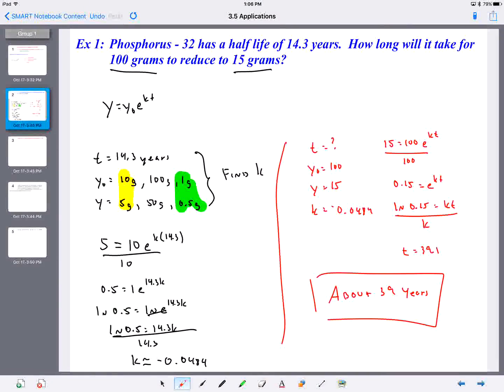And there you go. So it's kind of a two-part problem, but in both problems you're solving for the exponent. This one you're solving for the k value, which is in the exponent. This one you're solving for the t value, which is in the exponent. So that's a decay. Let's go ahead and look at a growth.